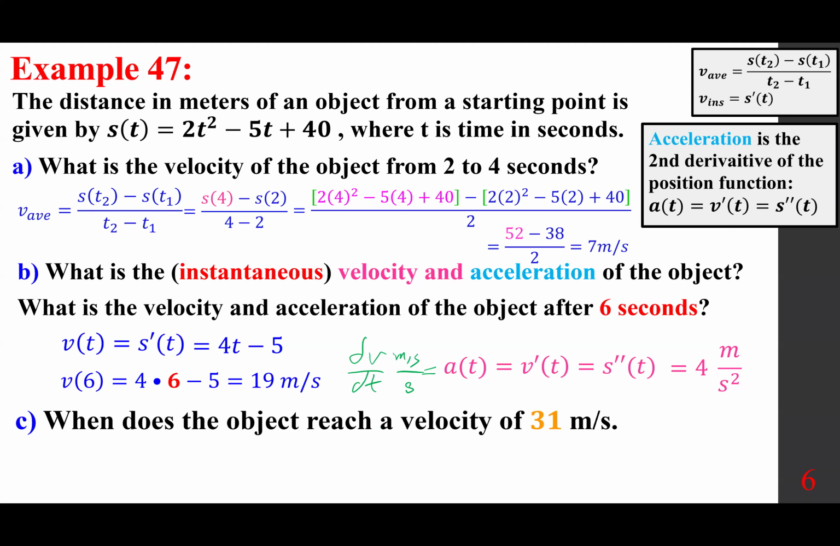When does the object reach a velocity of 31 meters per second? So velocity is 4t minus 5, set it equal to 31. When you do that, you move the negative 5. Make it positive 5 and 31. 36 divided by 4, 9 seconds.